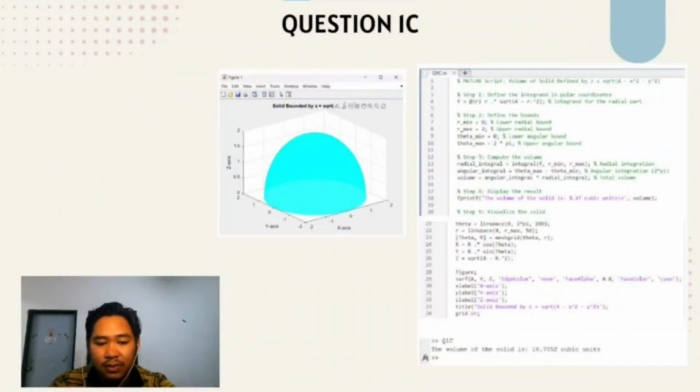After visualizing, we get the answer and the solid bound, and the sketch is like this. In the sketch, we have the z axis, y axis, and x axis. So the answer for the question is the same as the manual calculation.